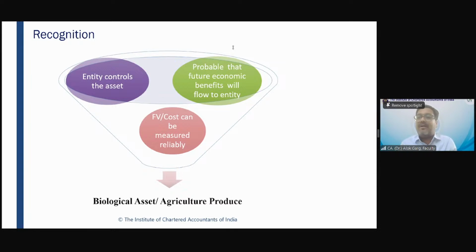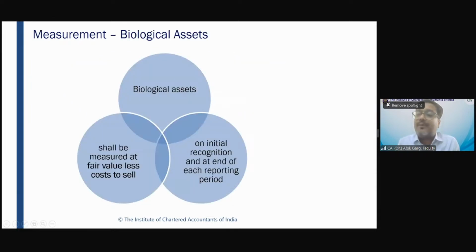Now, all these biological assets, and the agriculture produce up to the point of harvest, have to be measured initially and subsequently at fair value less cost to sell. What is meant by initially and what is meant by subsequently? Initially means on the transaction date. Subsequently means on the reporting date, right?